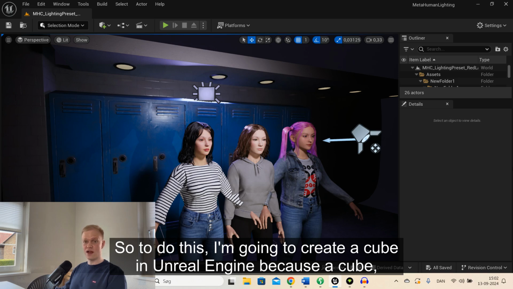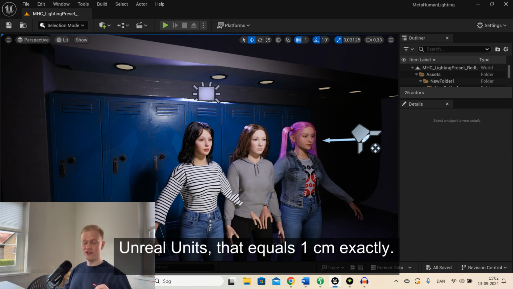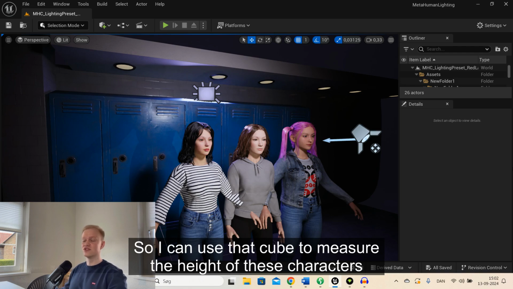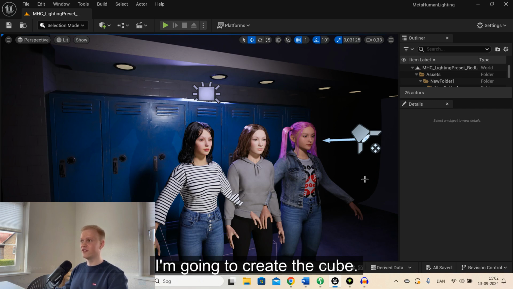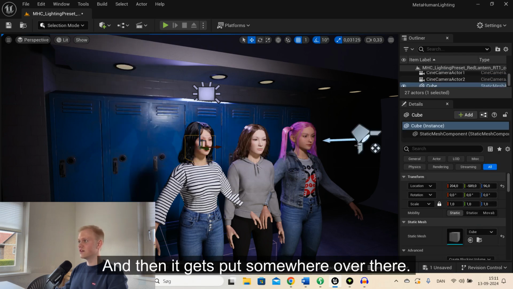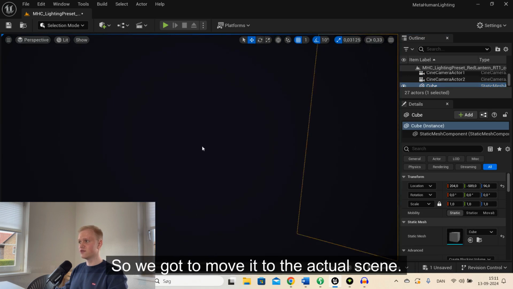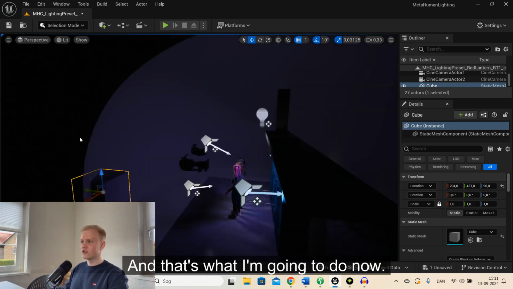To do this, I'm going to create a cube in Unreal Engine, because a cube, when it's scaled at 0.01 Unreal units, equals 1 centimeter exactly. So I can use that cube to measure the height of these characters when they're set at a scale of 1. So that's what I'm going to do now. I'm going to create the cube. Shapes, cube, and then it gets put somewhere over there. So we've got to move it to the actual scene.